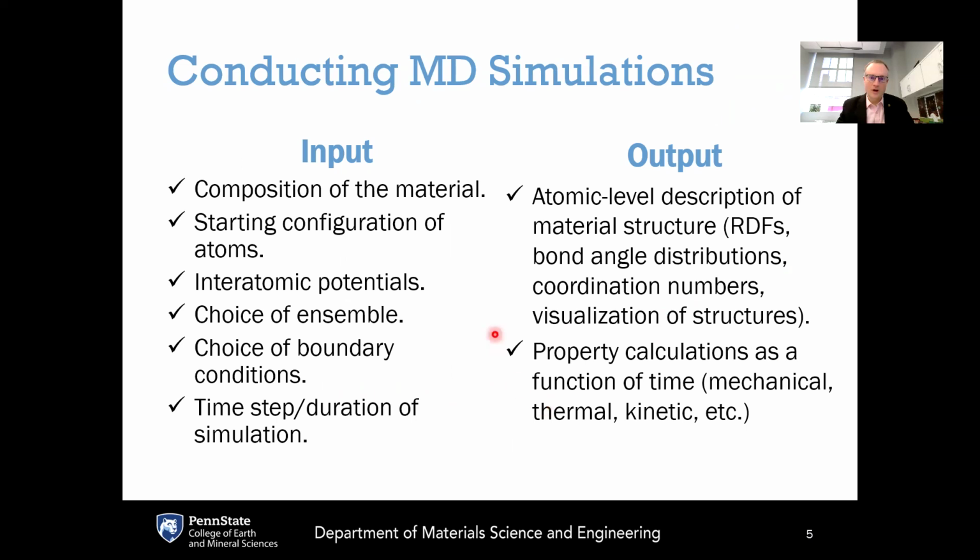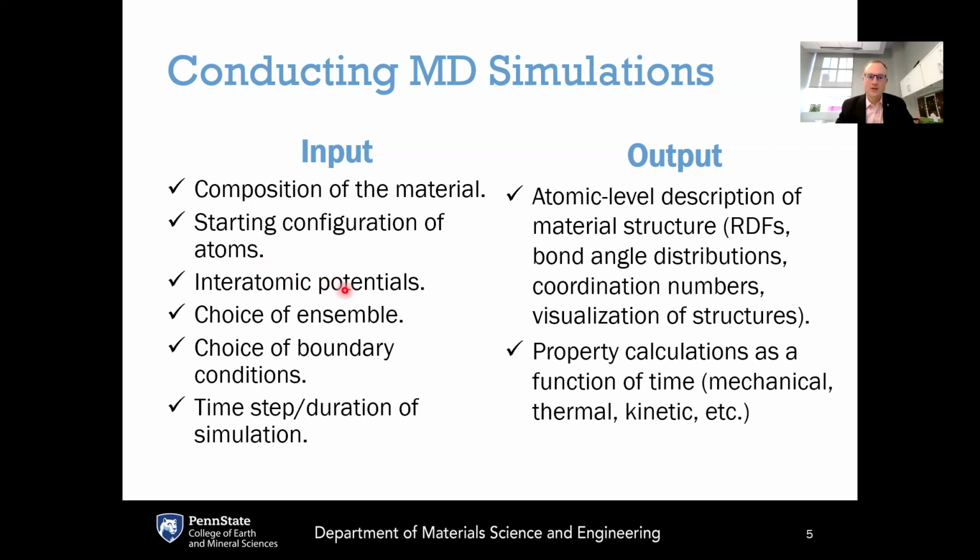So taking an overview of MD simulations, there's a set of input that we need to provide in order to perform MD simulations. The most basic input is, of course, the composition of the material. What are the different elements involved? How many atoms of each type of element are in the material? We also need to provide a starting configuration of atoms. This could be maybe a known structure, like a known crystal structure, or it could be randomized placements of atoms if you're doing a liquid structure. But we need to provide how many atoms of each element and what are their starting configurations.